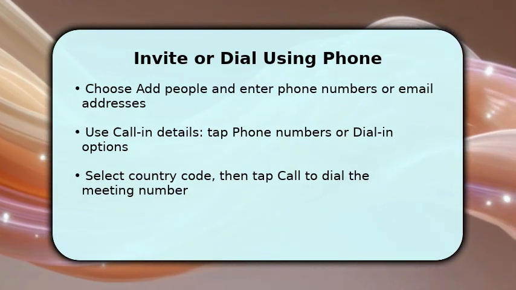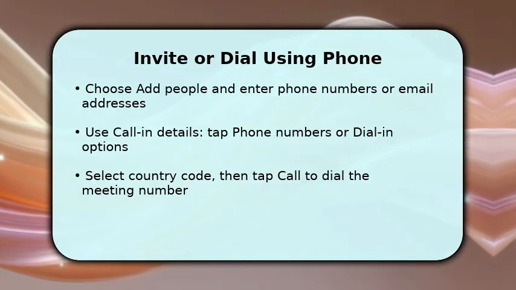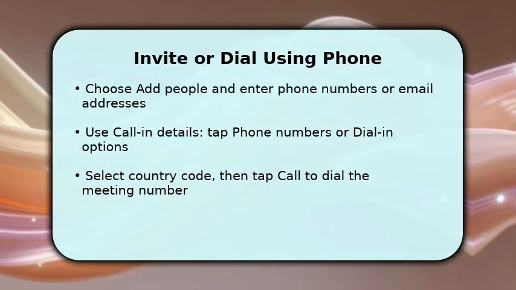Tap Add People and type a phone number directly or paste numbers into the invite field. You can also send the link via SMS.